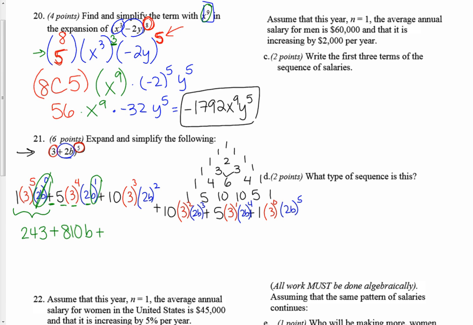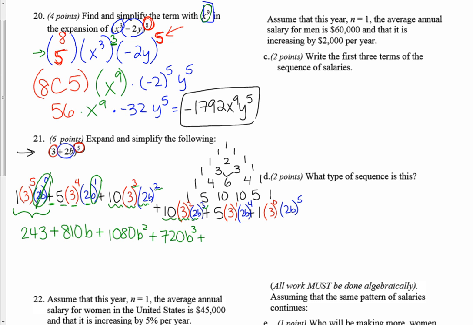For my next term, I have 10 times 3 to the 3rd power times 2 to the 2nd power. Make sure you don't forget to raise that 2 to the 2nd power. If I put that in my calculator, that would give me 1080, and that b would be squared for that one. For my next term, I have 10 times 3 squared times 2 to the 3rd power. If I put that in my calculator, it is 720. So I have 720, and their b was cubed on that one.